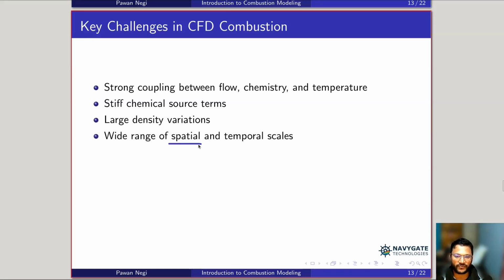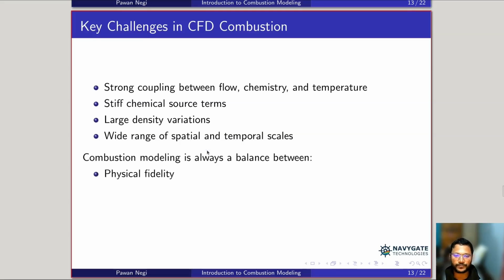Then we have a range of spatial and temporal scales. Spatial scales in the sense that we have to go down to the turbulent scales to find the fully mixed regions where the chemical reactions take place. Temporal scales in the sense that the time scales in which the chemical reactions take place are very small compared to the time scales in which the flow physics happens.